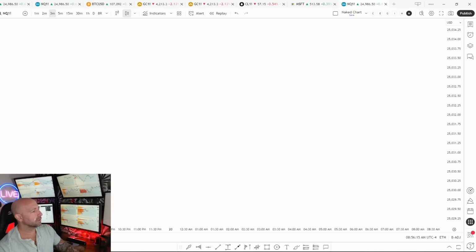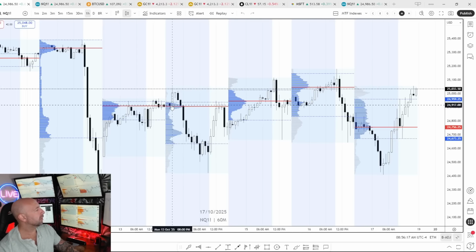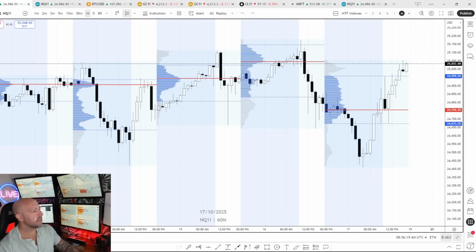Okay, so what this looks like on the actual chart, right? This is a high volume node. This is where most of the volume is taking place. And then we have a low volume node, all right? That's the valleys, and this is where the least amount of volume is taking place at each individual price level.